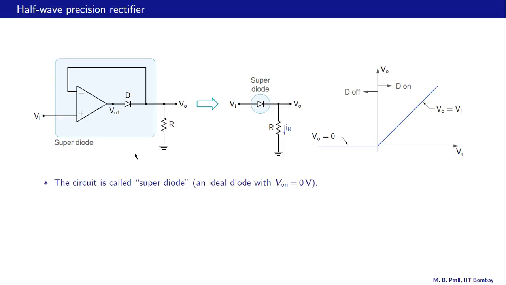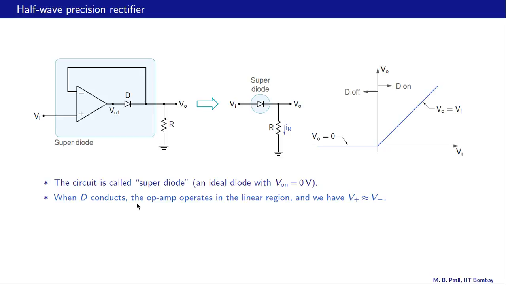This circuit, this box here, is called the super diode. Why is it called super diode? Because it behaves like an ideal diode with V on equal to 0 volts. And it is represented by this symbol sometimes.